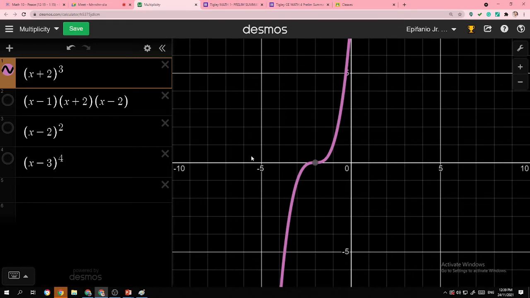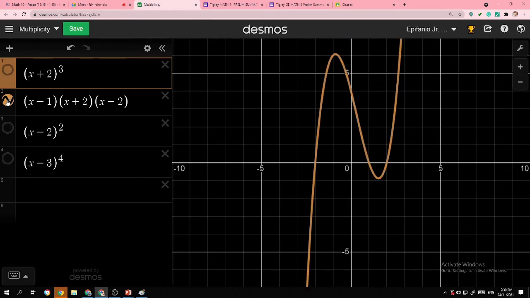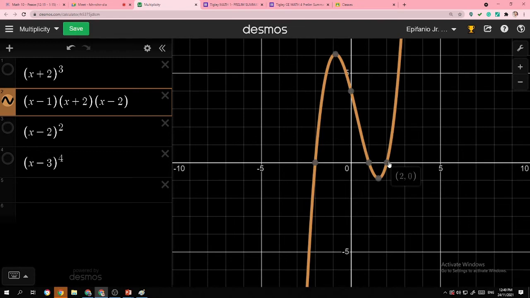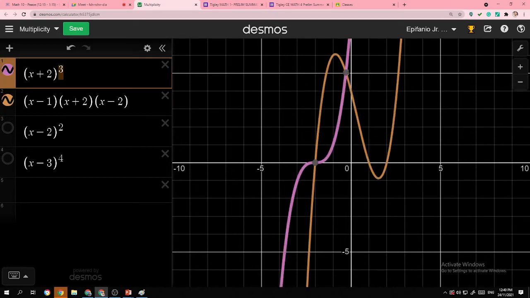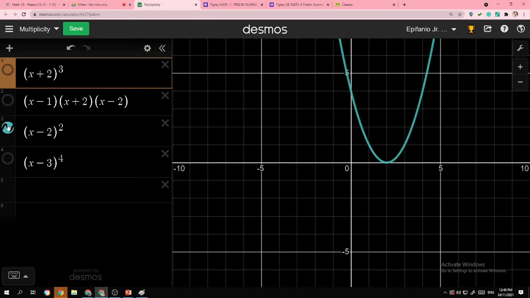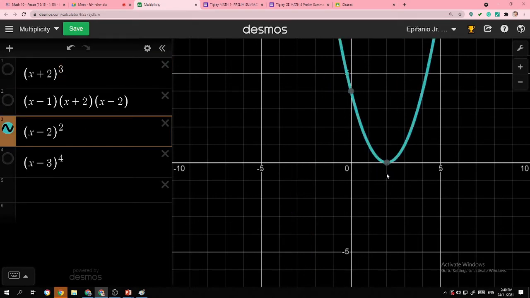Intersect. Look at the graph of number 2. It intersects the x-axis. Those three points intersect the x-axis. The multiplicity is odd. So whenever the multiplicity is odd, it intersects the x-axis. Look at number 3. Does it intersect?